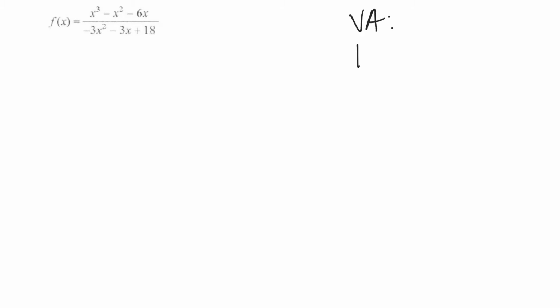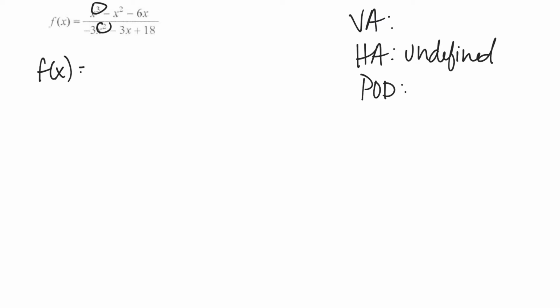So again, VA, HA, and POD. So I'm always going to go for HA first because I can tell immediately what I have. So this is big over little, which means that my HA is undefined. So in order to figure out if I have a VA or POD, I need to factor. So I'm going to take a GCF of an x out of the numerator, and then I'm going to take a GCF of a -3 out of the denominator. And I like to do that because I like my x squared term to be positive.